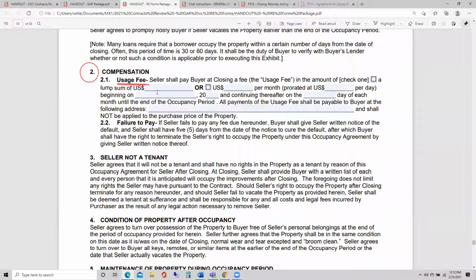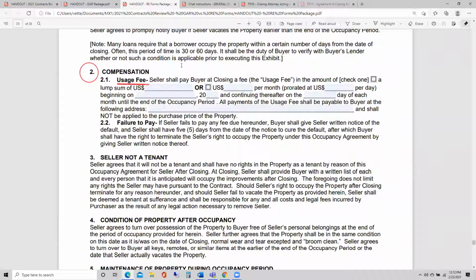If I'm a buyer and I now own this home and I have agreed to allow the seller to stay in there, I'm going to want some compensation for giving them the privilege of staying in my home. So this is a compensation fee for that occupancy time frame. This is addressed in the RE Forms contract package, in the RE form, not in the GAR form.